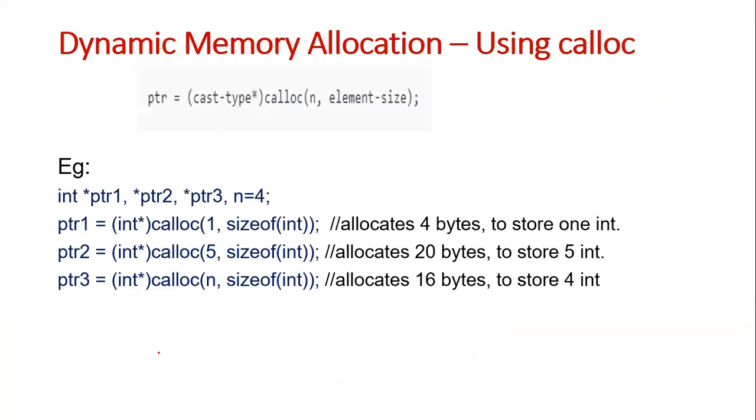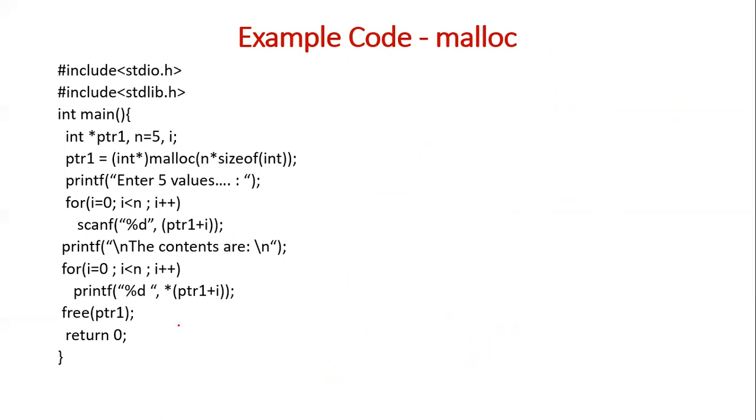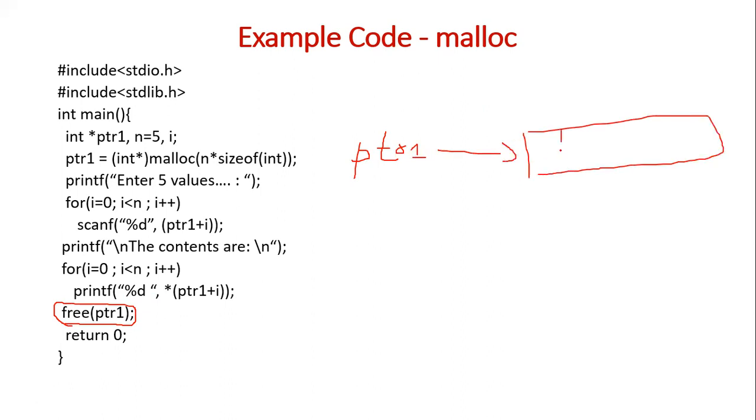Okay. So there is also another function, but before that, finally we are giving free of ptr1. This free is a function which is used to free the allocated memory. So whatever the memory allocated for ptr1, ptr1 is pointing to locations which can hold 5 integers. So all this memory will be freed. So that is what free will do.